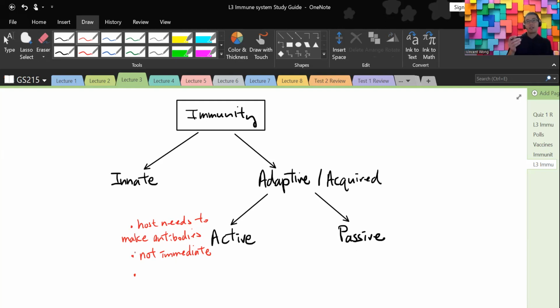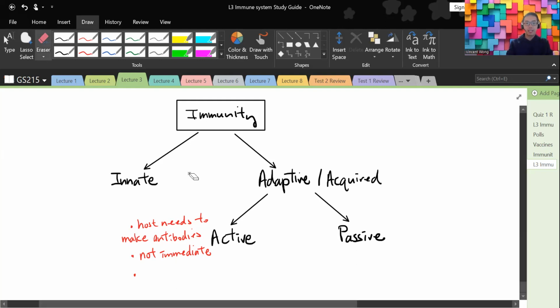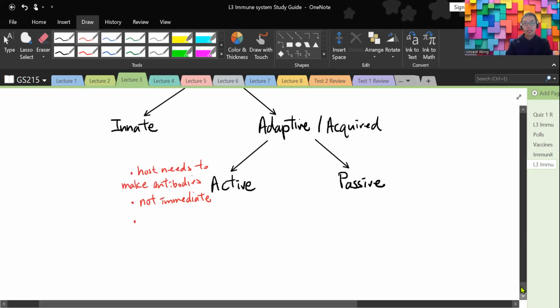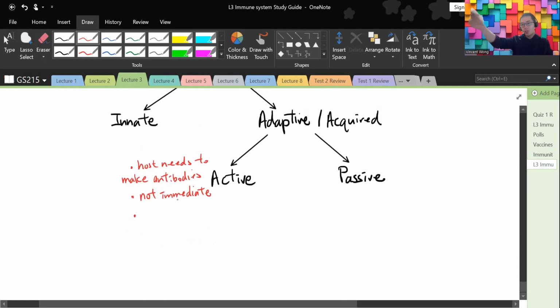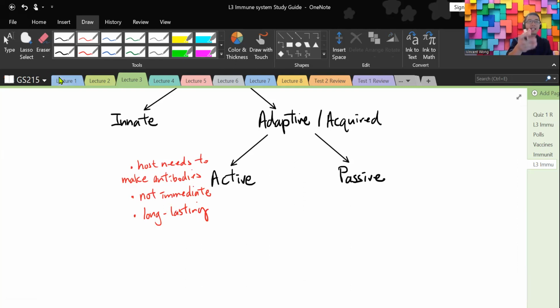It allows your body to make those antibodies ahead of time, so when the real thing comes, you will already have the immunity for it. It is not immediate, but once you have your effector cells, your T cells differentiating, you will create the memory cells, and those memory cells will allow the protection to be long lasting. All right, so that's active immunity.